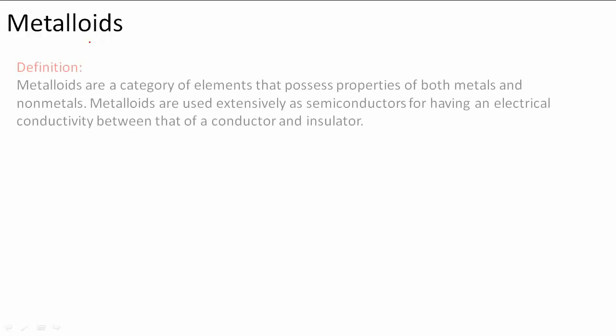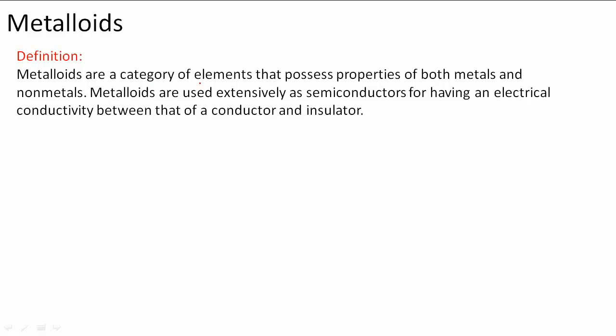Metalloids. Metalloids are a category of elements that possess properties of both metals and nonmetals. So this is very important to remember about metalloids. They're somewhere in between metals and nonmetals.